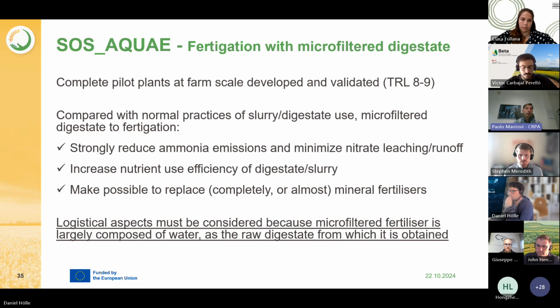Of course, logistical aspects must be considered in detail because the microfiltered fertilizer is still largely composed of water as the raw digestate from which it is obtained. So logistical aspects are very important in defining the sustainability from the economical point of view of this application system. Thank you very much.